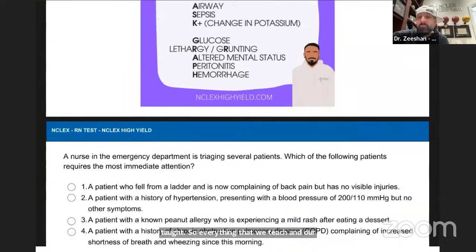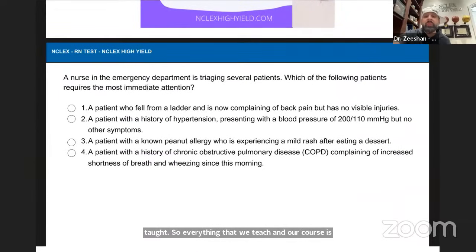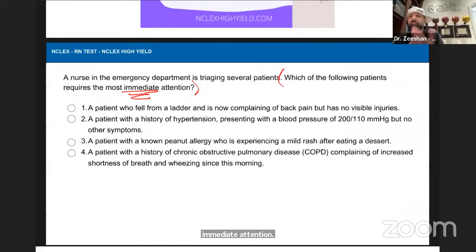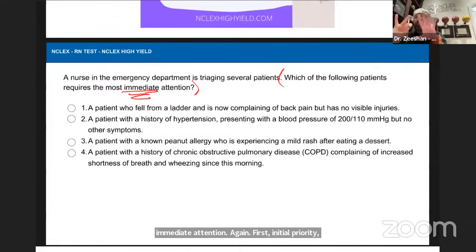Everything that we teach in our courses is for PN and RN, and this is very important, right? So now we're going to use the method. The method is using the last part of the question first. Which of the following patients requires the most immediate attention? Again, first, initial, priority, urgent, most concerning, immediate, report to HCP. Do you see these 7 words I just said?